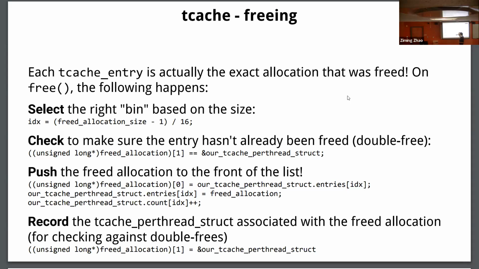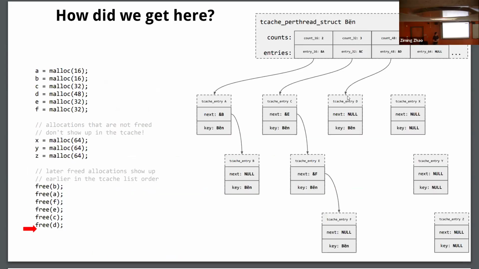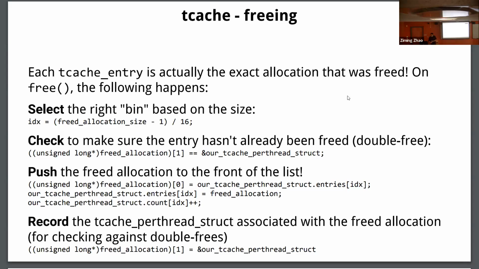We change the key pointer to the Tcache per thread structure. That's a global structure there. Okay, so that will be the key. That's exactly what we saw here. So when we free, entry A is inserted here, and we first change the key to this big global structure. Right? So after that, we will push that free allocation to the front of the list.